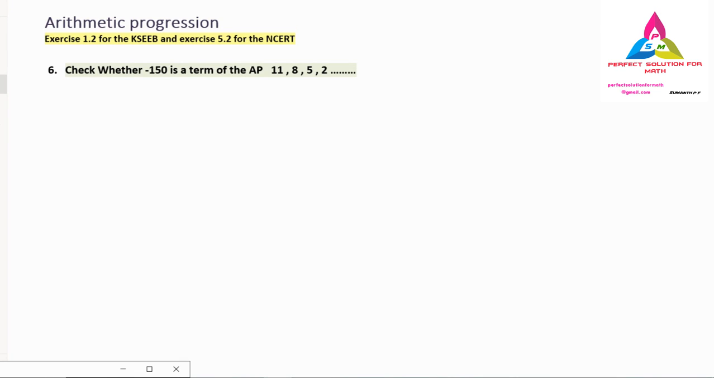Coming to the sixth question: check whether minus 150 is a term of the AP 11, 8, 5, and so on. In this AP, whether this minus 150 is a term or not, that is what they are asking. Whenever this type of question comes, it is similar to the fifth question, but we are not finding any an value over here. We take the term they have told us to check, that is, minus 150, as the last term, the unknown an.